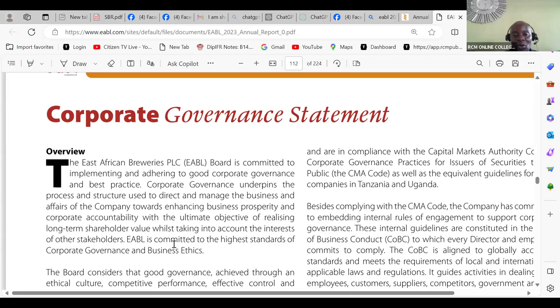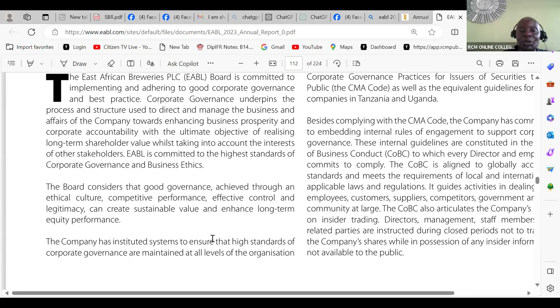EABL is committed to the highest standards of corporate governance and business ethics. The board considers that good governance achieved through an ethical culture, competitive performance, effective control, and legitimacy can create sustainable value and enhance long-term equity performance.